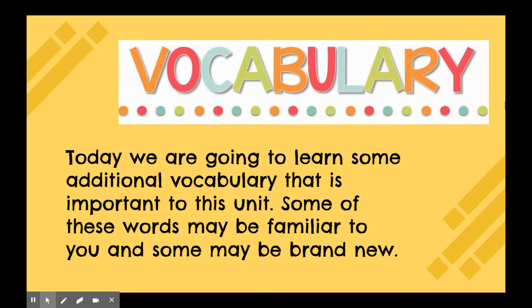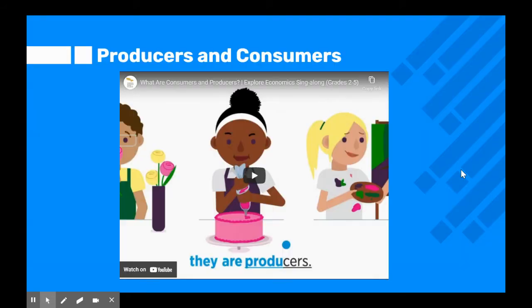So today we're going to jump into some more important vocabulary that we're going to be thinking about and using in this unit. Some of these vocabulary words might be familiar, but some of them might be brand new. So let's jump into it. So the first 2 words that we want to think about are producers and consumers. We know that the majority of people are both producers and consumers. So we're going to watch this short clip that tells us what are these 2 things, how are they different, and what are some examples.